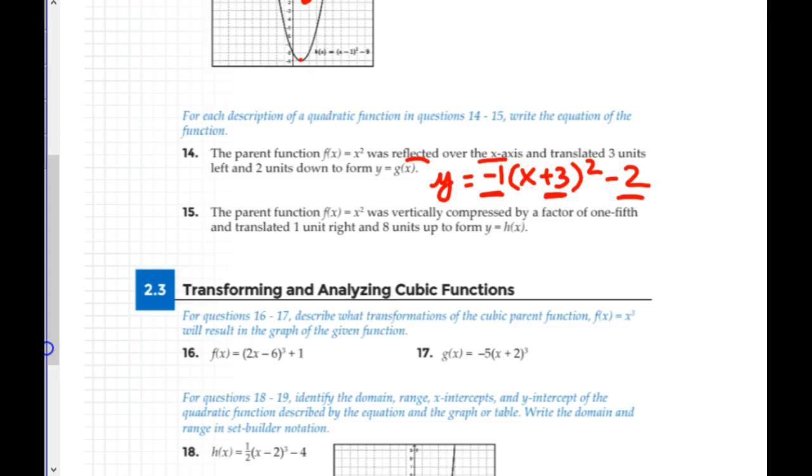Vertically compressed by 1/5, so vertical is out front, so 1/5. 1 to the right is (x - 1) squared. 8 units up, +8. Vertically compressed by 1/5, 1 to the right, and then 8 up.